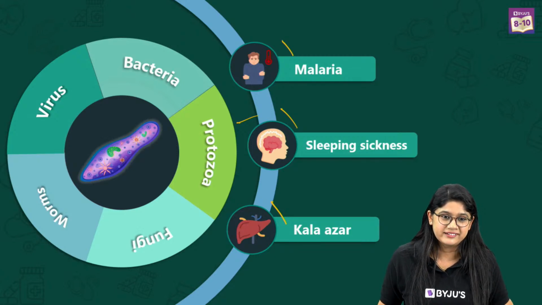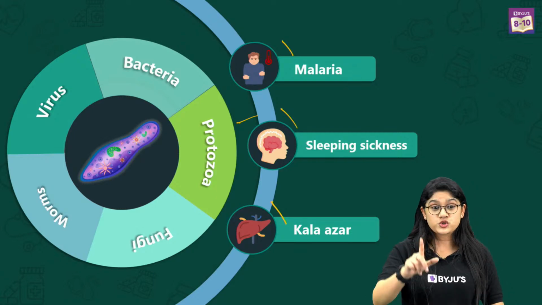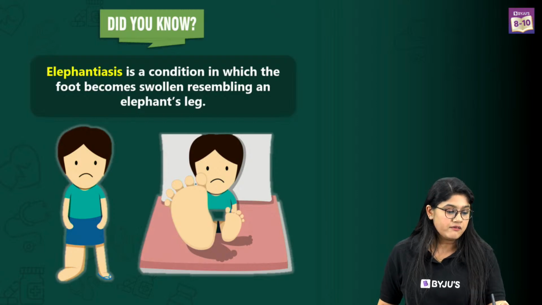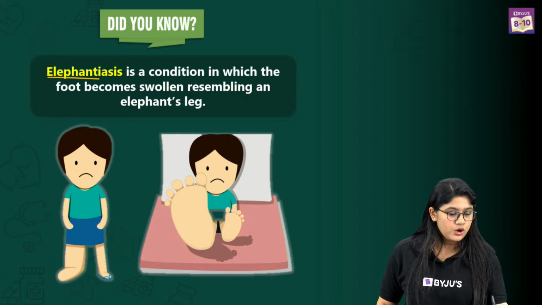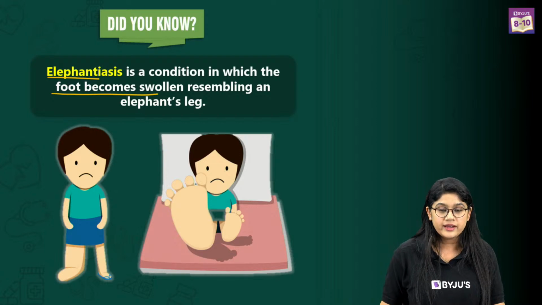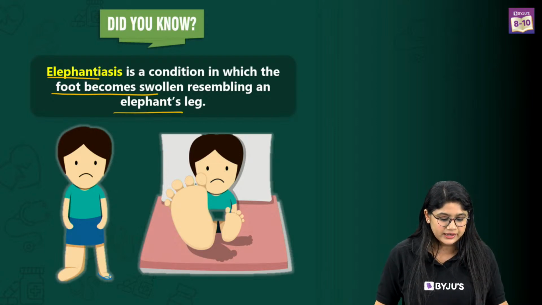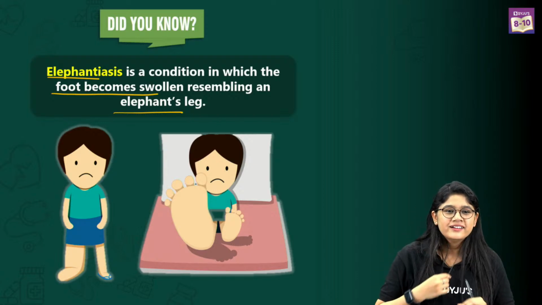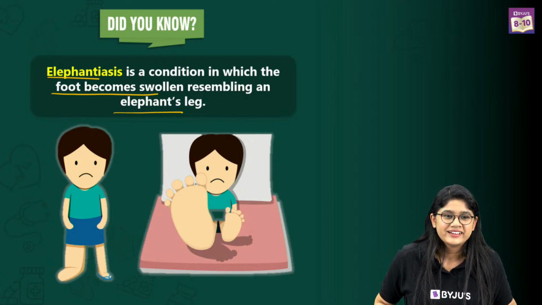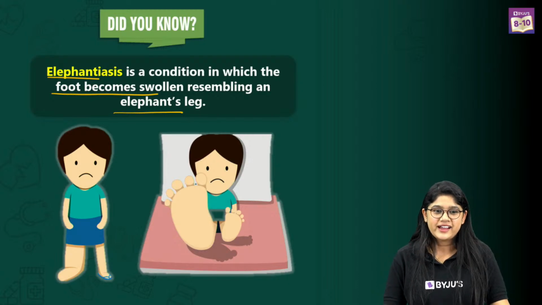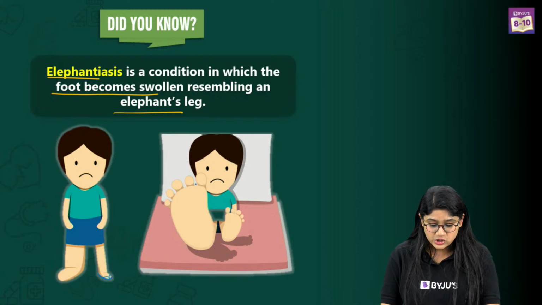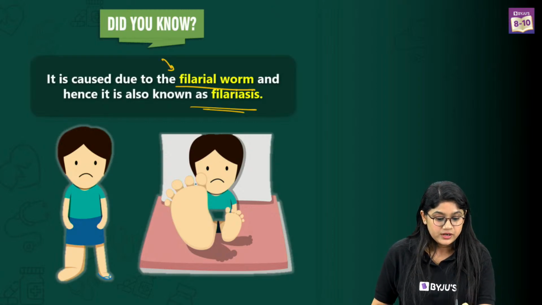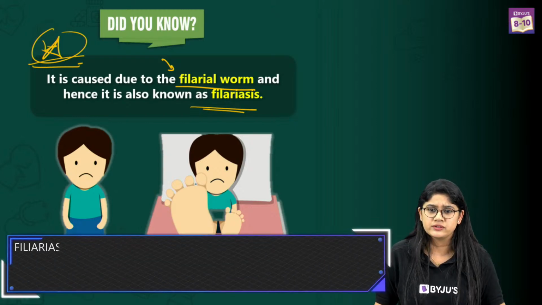Amazing. Now, moving from protozoa to the new fact that we have over here with us. Now, elephantiasis, right, is a condition in which the foot becomes swollen and it actually resembles an elephant's leg. Now, can you tell me what is the cause for this? Yes, absolutely correct. It is caused by the worm, right? Very good. Now, it's again a very common question asked in the examination.